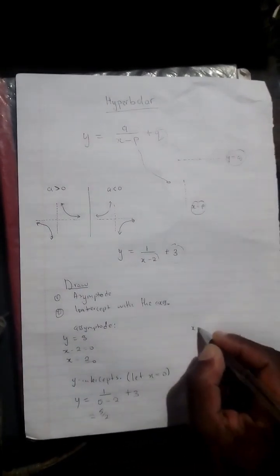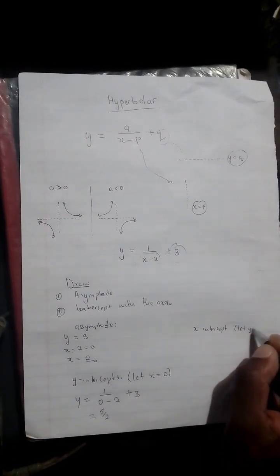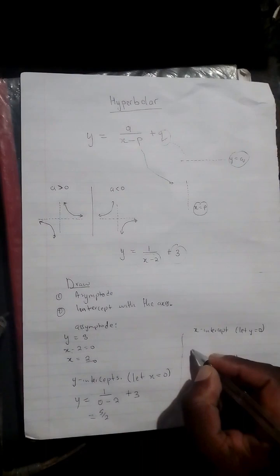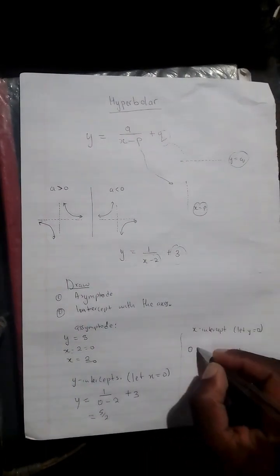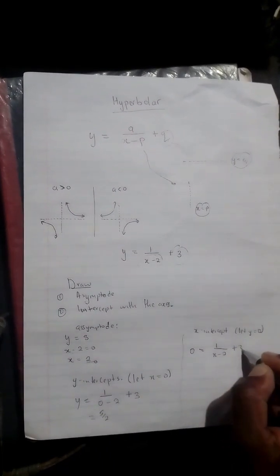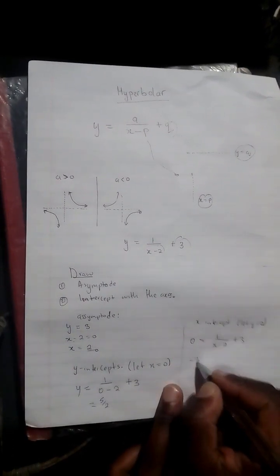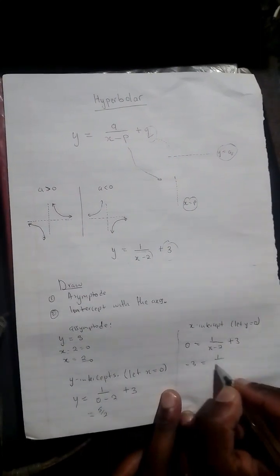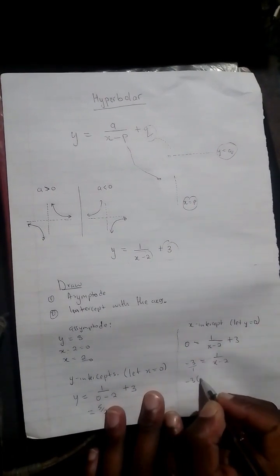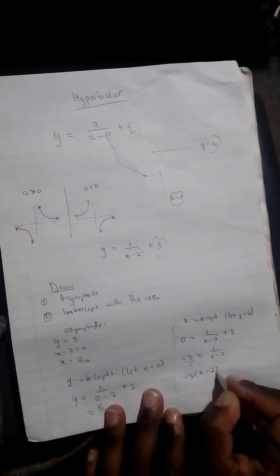Let's go ahead and find the x-intercept. Let y equal 0. Wherever I see y, I replace it with 0, so 0 equals 1 over x minus 2, plus 3. I transpose 3 to the other side, so it becomes negative 3. Now I can cross multiply to find the value of x. Remember, whenever you have a fraction in an equation, you cross multiply. It's basic mathematics.